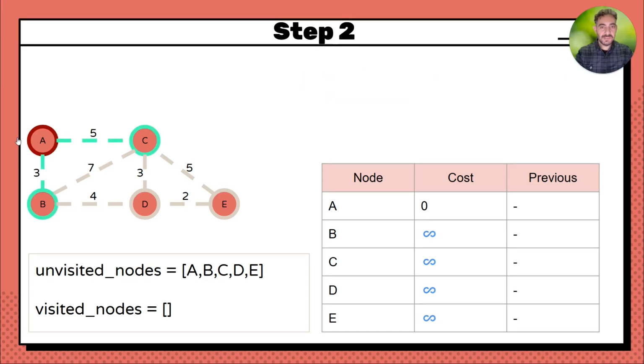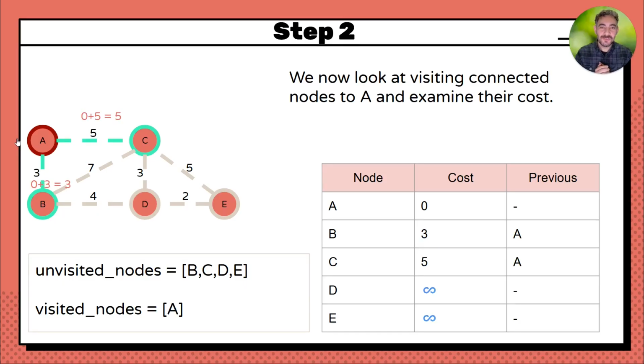We now look at visiting connected nodes to A and examine their cost. So we work out the cost and update our table. You can see here that our cost is the cost of A and the distance to each node respectively. So the cost to C is 0 plus 5 equals 5, and the cost to B is 0 plus 3 equals 3. Now that we have looked at all possible paths from A, we're not going to be visiting A again, so we can mark A in our visited nodes list.